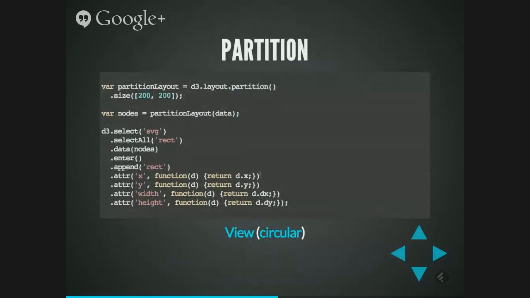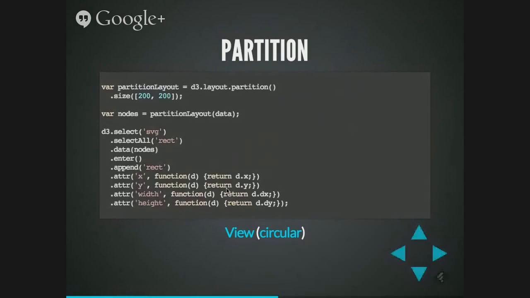So this is the partition, which is what we saw a minute ago. You can see that the code is pretty similar. We create a layout and pass the same data into it. But this time, our nodes are going to have x, y, and height and width. The layout will put x, y, dx and dy information on each of your data elements, and from that you can then position rectangles and set their width and height.